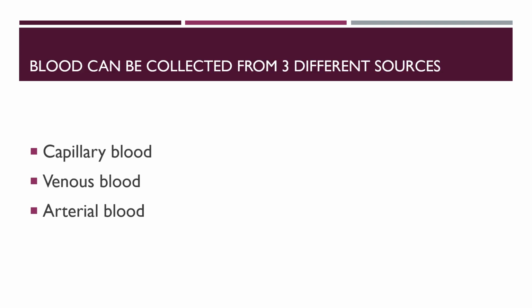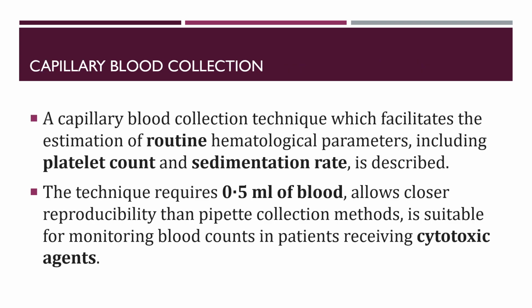So the blood collection can be done from three main locations, or we can say sources. The first is capillary, venous and arterial. So let's understand the basic differences between these three. The first is capillary blood collection.